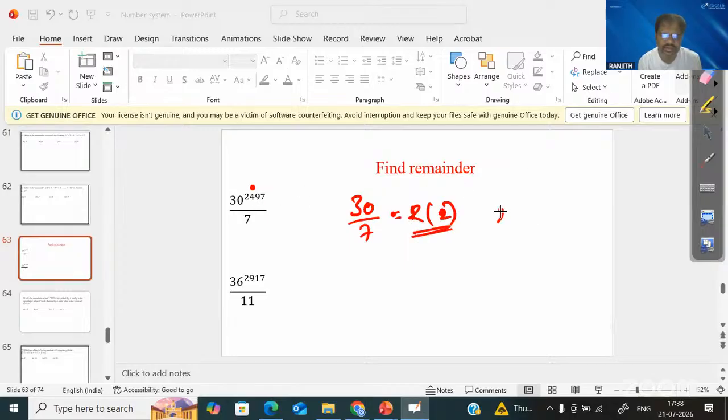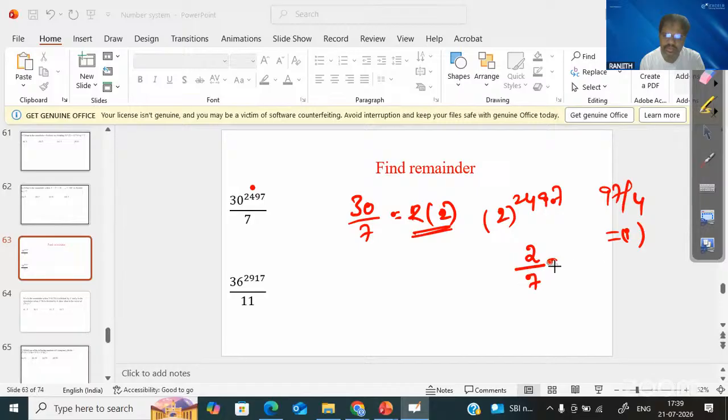So here we are having 2 power 2497. So what is 2 power 2497? We are done in units place. After 4 steps we are having the repetition. So 97 divided by 4, remainder is 1. So I am getting remainder equal to 1 only. 2 power 1 divided by 7, the remainder is 2. Answer is 2.